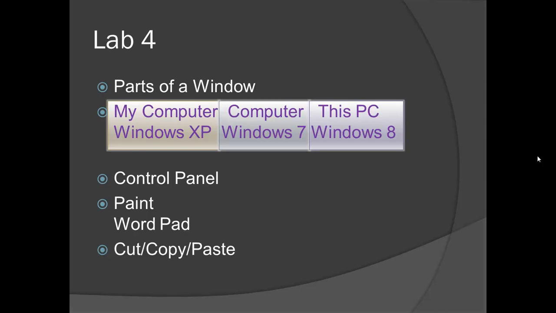Lab 4 consists of parts of a window, My Computer, Computer, or This PC, depending on which version of Windows you use, the Control Panel, Paint, and WordPad, as well as concepts such as cut, copy, and paste. We'll start with parts of a window.